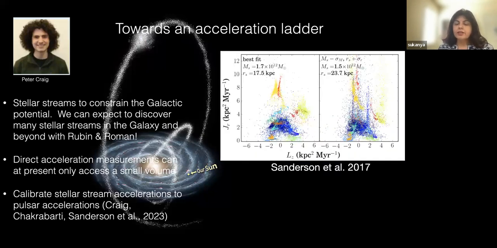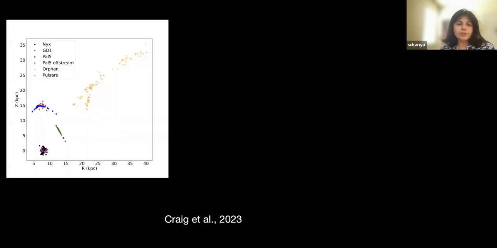So the idea here is, given the measurements, we can look at clustering in action space for the streams. And the streams will tend to be more clustered in the correct potential. Okay, so you can see here in the best fit potential, the streams are more clustered than in a potential that is 1 sigma away from the best fit potential. So that is how we determine the best fit potential from stellar streams.